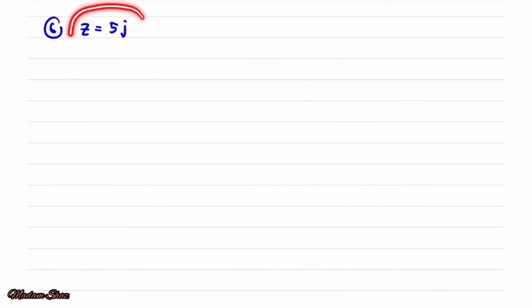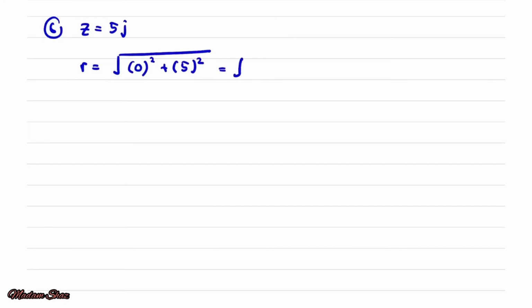For the next example, example 6, z is equal to 5j. So therefore our modulus R is equal to the square root of a squared, where a is equal to 0, 0 squared, plus b, which is 5 squared. So simplify the whole thing, this will become the square root of 25. The square root of 25 you can simplify more. This will become 5. So the modulus, or the R, is equal to 5.